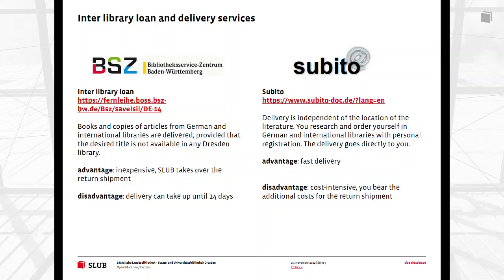As an alternative, you can use delivery services such as Subito. With Subito, delivery is independent of the location of the literature, which means that you can also order books that are available at SLUB Dresden. To use the service, you do the research and ordering of resources in German and international libraries yourself. For that, you need to register with Subito beforehand. The books are delivered directly to your home. The advantage here is the fast delivery within a few days compared to interlibrary loan. The disadvantage is the higher costs that you have to bear yourself. In addition, you also have to bear the costs of returning the books to the respective library.